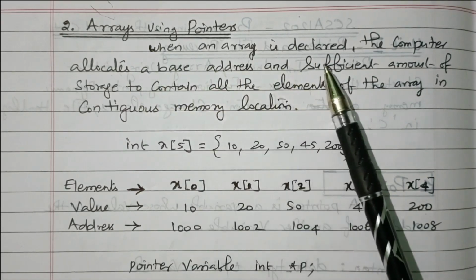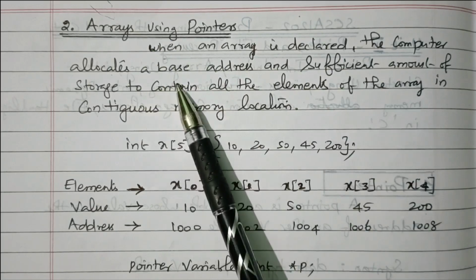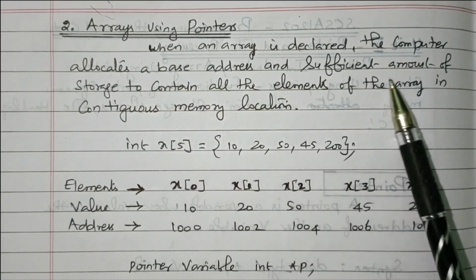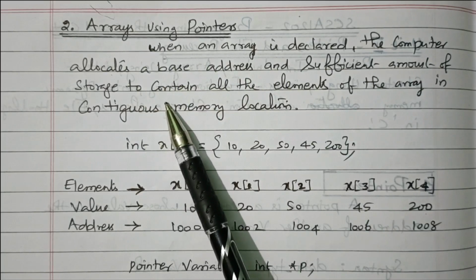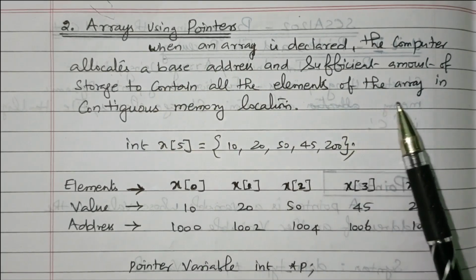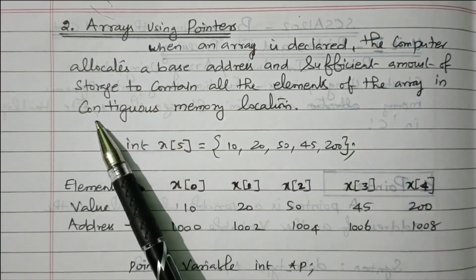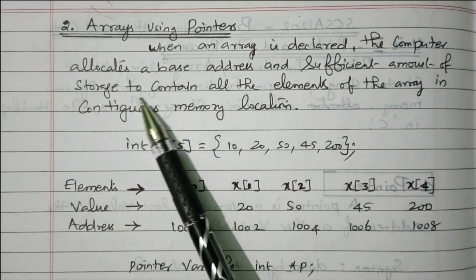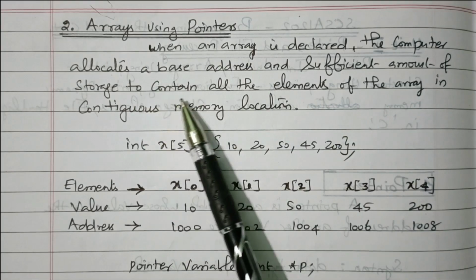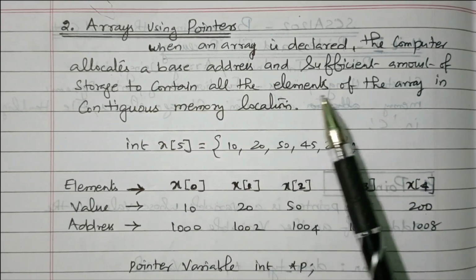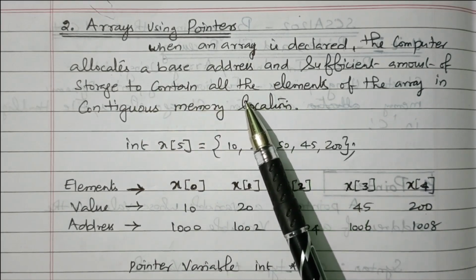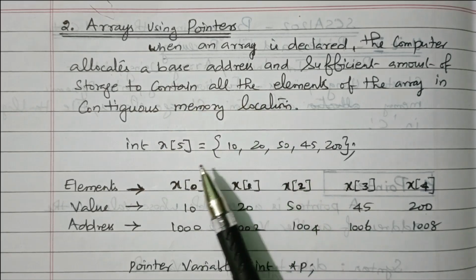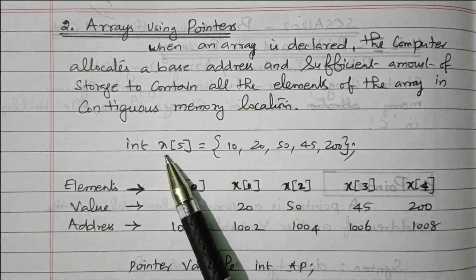When an array is declared, the computer allocates a base address and a sufficient amount of storage to contain all the elements of the array in contiguous memory locations. We know that an array is a collection of a set of data. So if we declare the array, sufficient memory will be allocated in order to store the set of data. For example, int x[5].